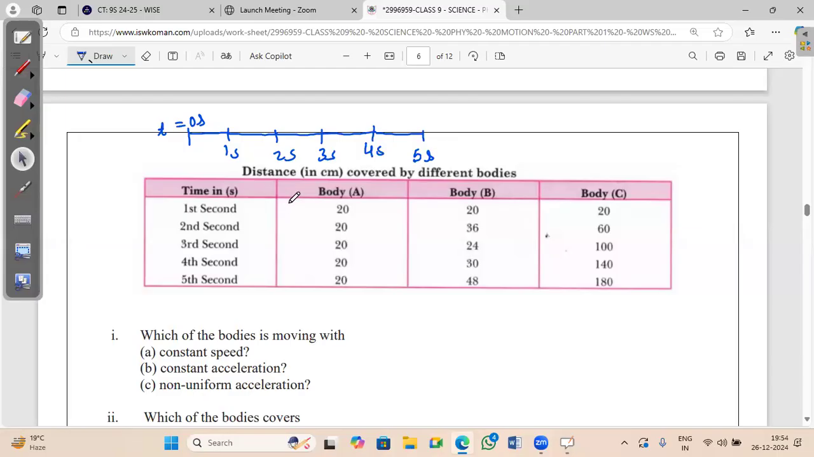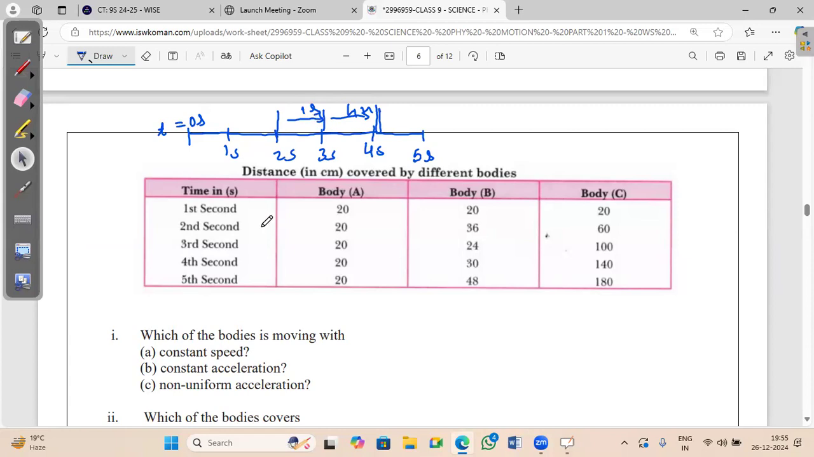Now, when I say third second, the third second is only for 1 second. The third second starts at the end of 2 seconds and then it continues for 1 second. When I say fourth second, the fourth second starts at the end of 3 seconds. Sorry, this one was the fourth second. This one is the third second, starting after the 2 seconds and continuing for a complete 1 second.